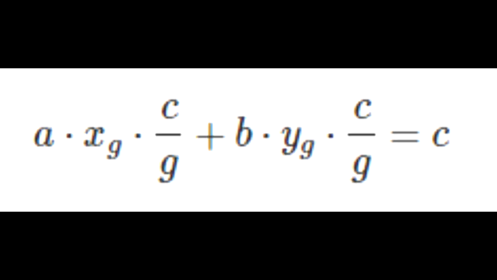So if you look at the new equation after multiplying by c over g, you'll see that we get a times xg times c/g plus b times yg times c/g equals c. And you'll realize that the answer for x is going to equal xg times c/g, and the answer for y is going to be yg times c/g.